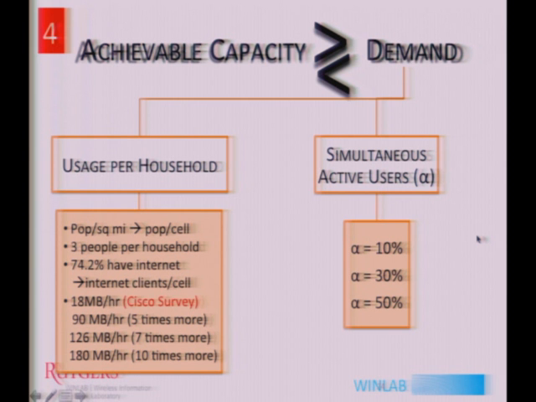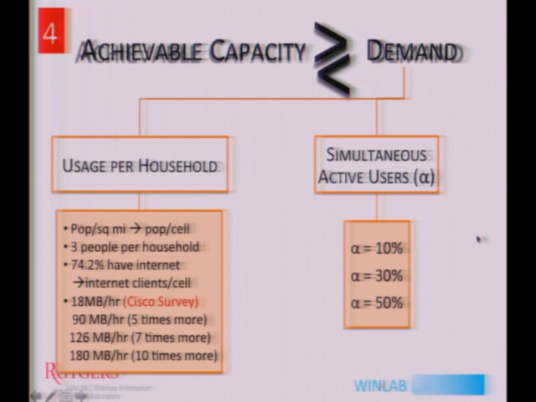And using the Cisco survey that was, I think, conducted in 2010, they say that the peak usage of internet around these days would be about 18 megabytes per hour. We basically went for more future numbers, and we used 90, which is 5 times that, 7 times that, and 10 times that. It comes out to 180.